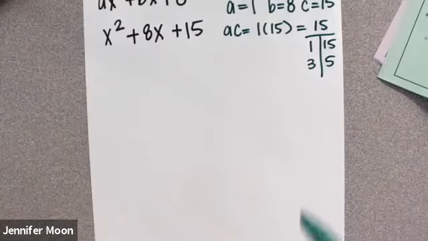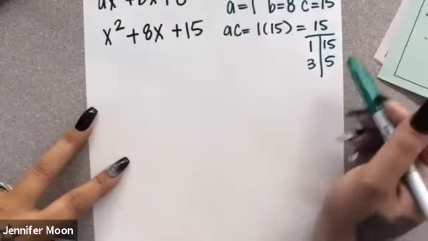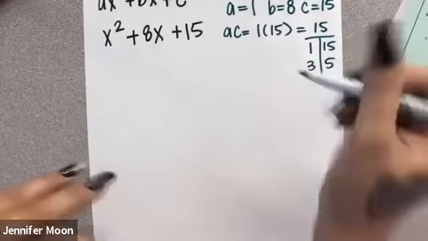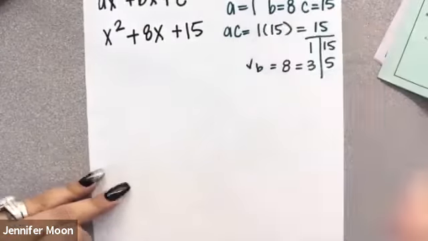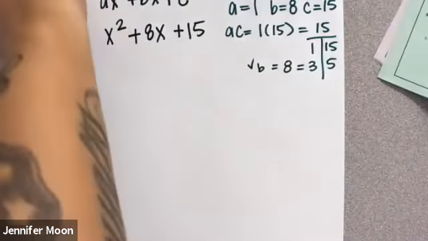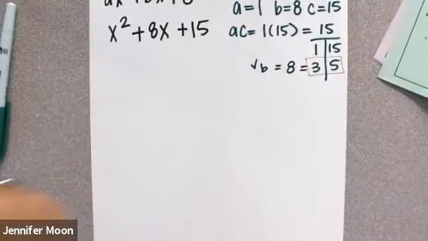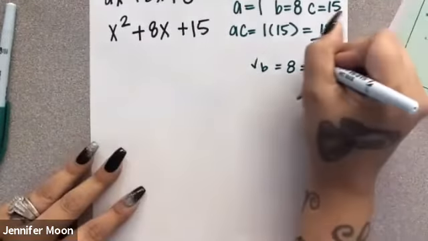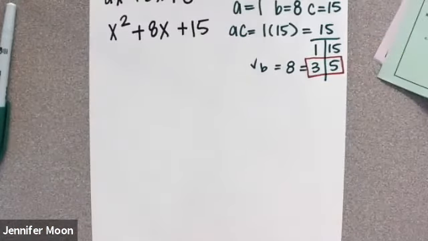So for this particular problem, I know that these factors multiply together to give me 15. I need factors that combine together to give me my B, which is an 8, which would be the 3 and 5. That equals 8, which is my B, which is what I wanted. These are the two factors that I'm going to use to expand my B term, so that instead of a trinomial, I have 4 terms so that I can do factor by grouping.